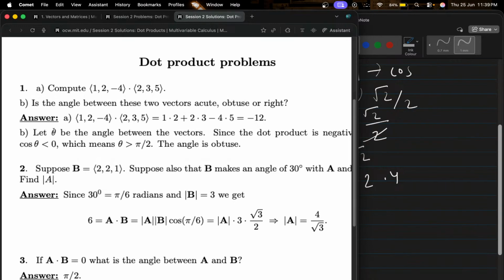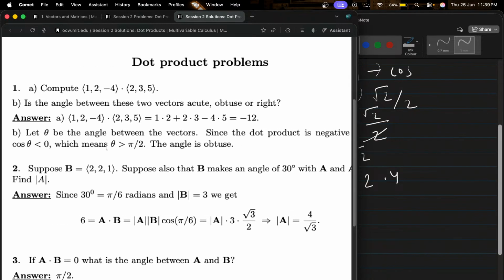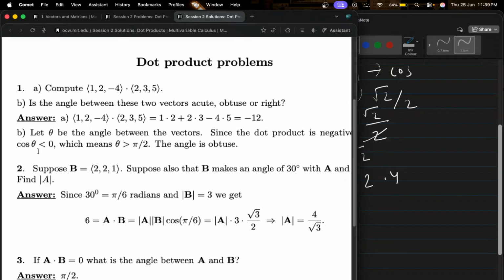Let theta be the angle between the vectors. Since dot product is negative, we have cos theta lesser than 0, which means theta is bigger than pi by 2. The angle is obtuse. Okay, got it.